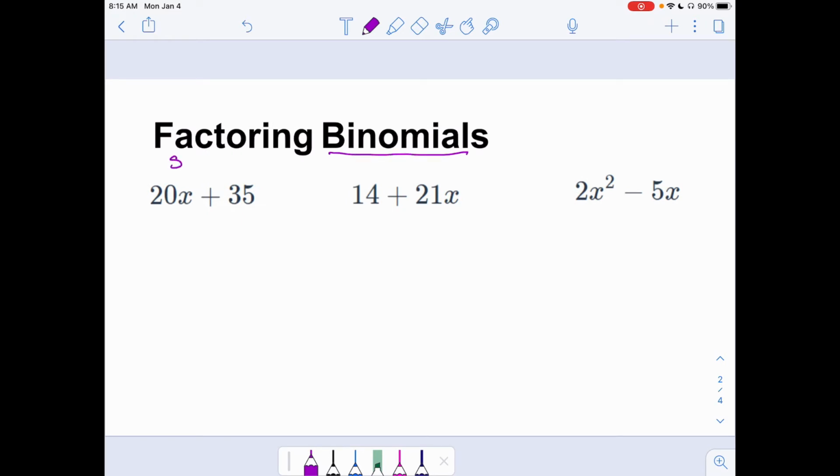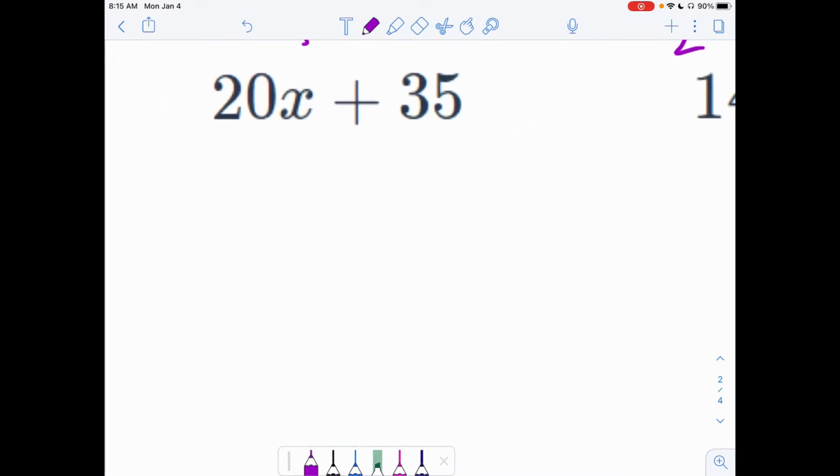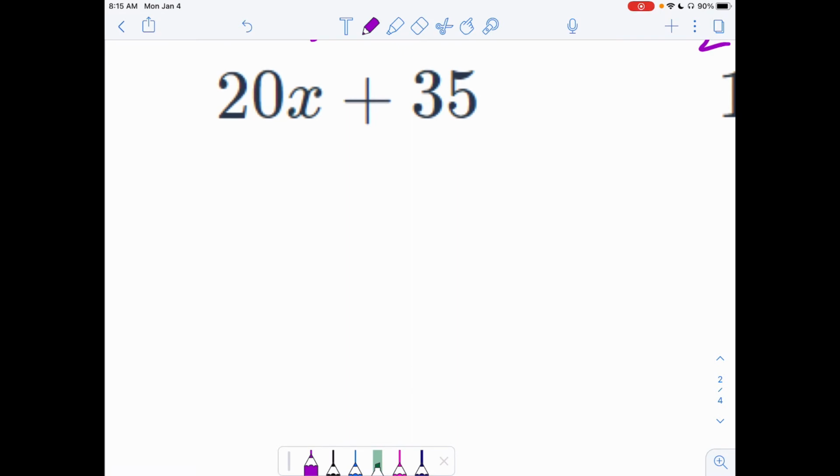That just means we're going to split up binomials. Binomials are things with two terms. Bi means 2. Let's take a look at 20x plus 35. I need to think of what is my greatest common factor of 20 and 35. Well, I know they're both divisible by 5, so let me go ahead and pull out a 5.